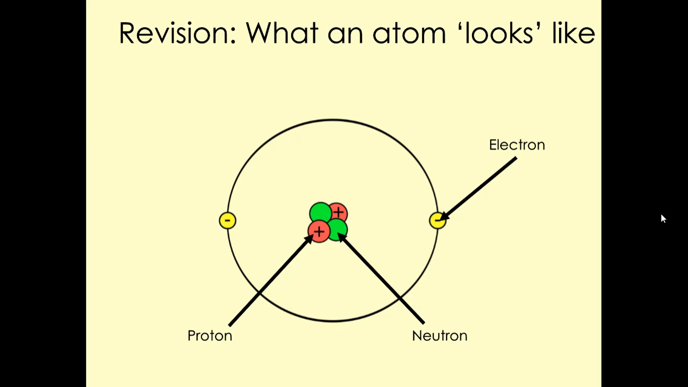So first of all, a bit of revision. So what an atom looks like. If I could have a microscope that could zoom in and look at what an atom exactly is, we would see this core in the middle, which is a nucleus, which has the protons, which are positively charged, and the neutrons, which have no charge. And then a lot of empty space, and the electrons, which are negatively charged, in shells around, which kind of orbit the nucleus.